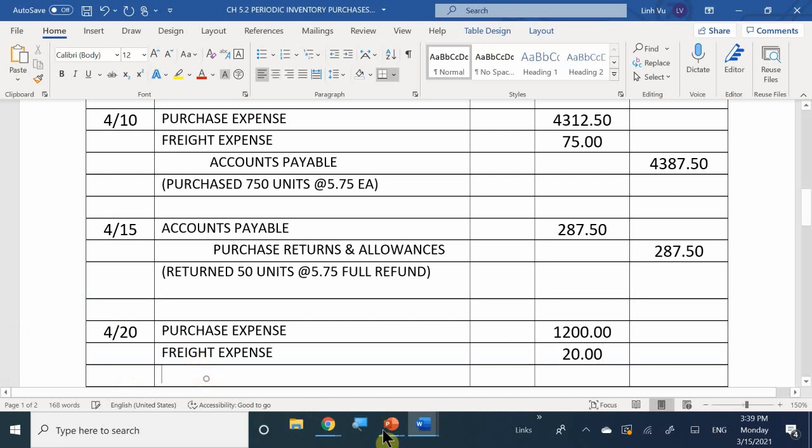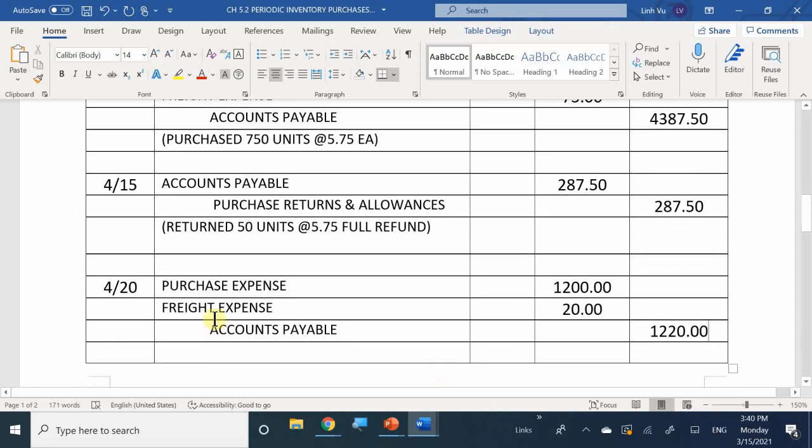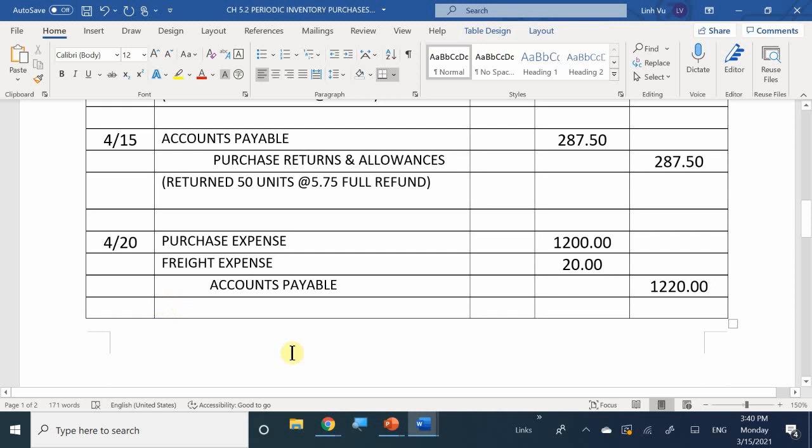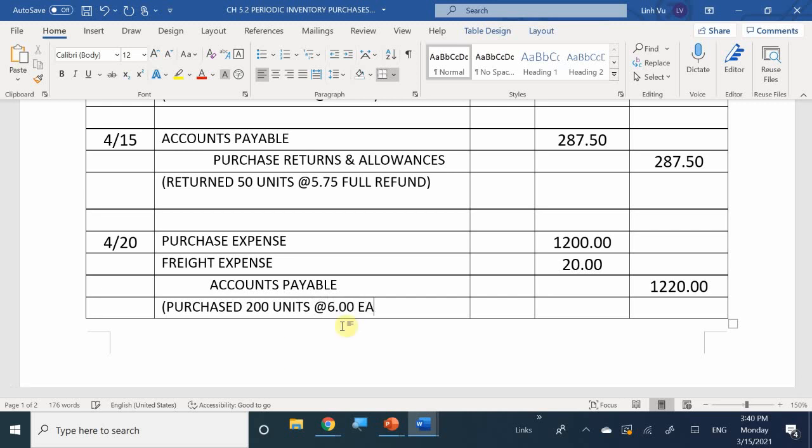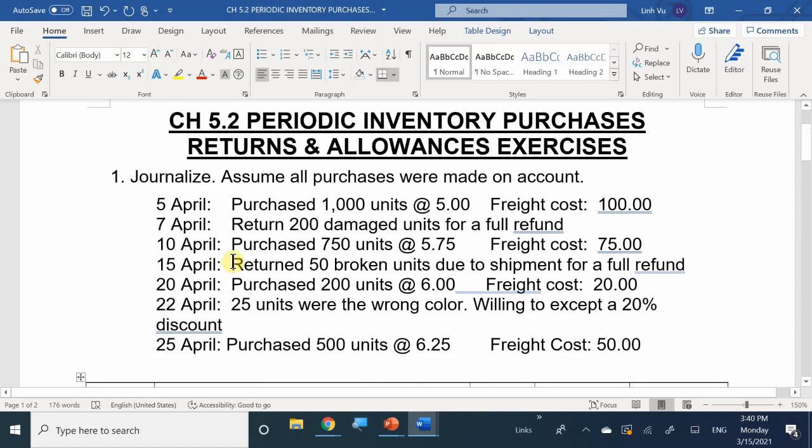And then accounts payable for $1,220. Excellent. Okay, good. And I'm also going to make a nice little note here that I purchased 200 units at $6 each. Okay. Now, what else has happened?